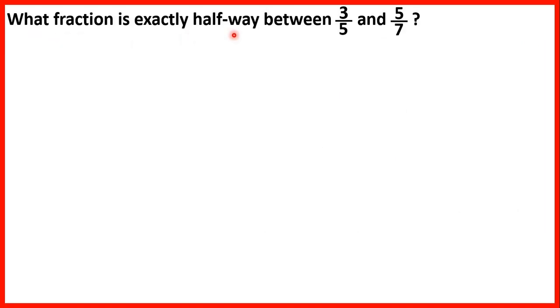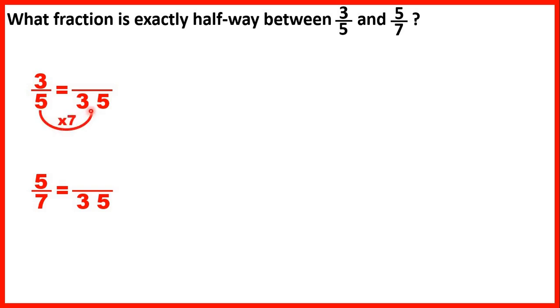What fraction is exactly halfway between 3/5 and 5/7? So to find the number halfway between or in the middle of two numbers, one thing that we can do is add up the numbers and then divide by 2. But because we have fractions, it's probably easier for us to find equivalent fractions. So 5 and 7 are both factors of 35, so we can find equivalent fractions with a denominator of 35.